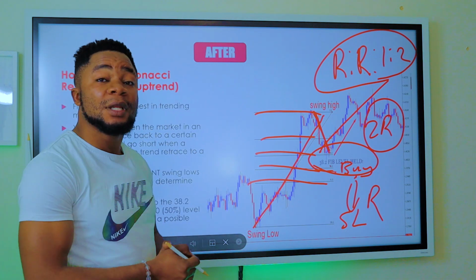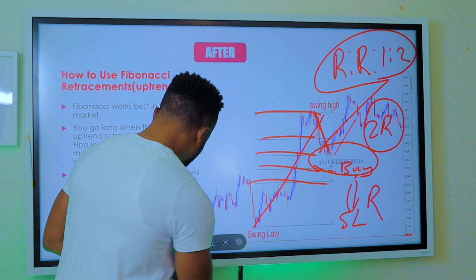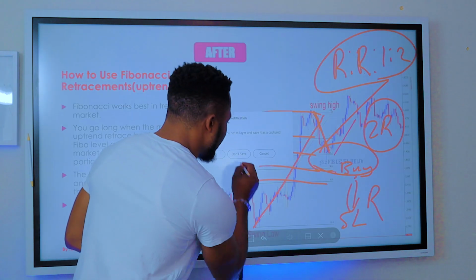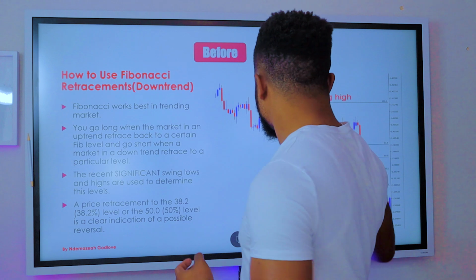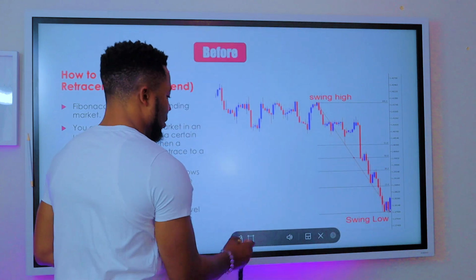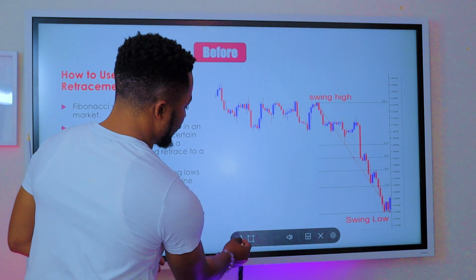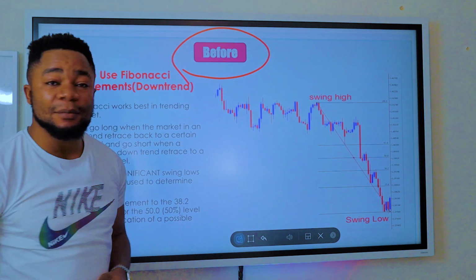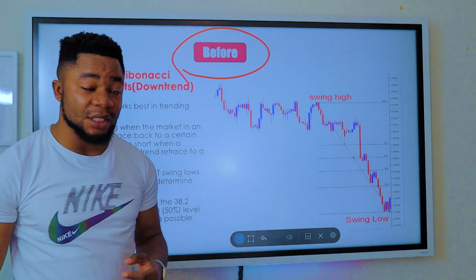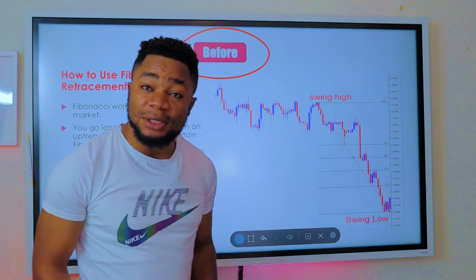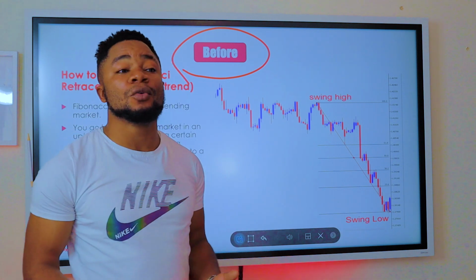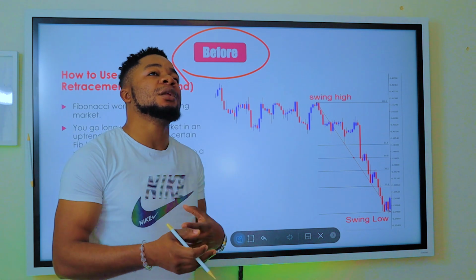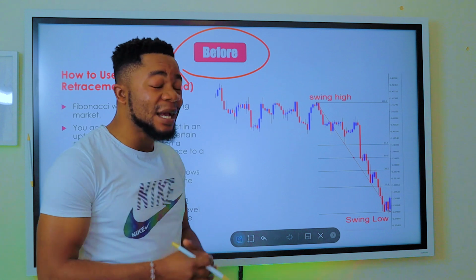What will happen if it was in a downtrend? Let's jump into our chart and see if the market was actually going down. You can see it's the same thing. This is the before chart, because now we have a downtrend, right? This is still from my MT5. I took this from my MT5 so that I'll show you in real life. I shouldn't just be talking hypothetically. Let me show you examples in real life.